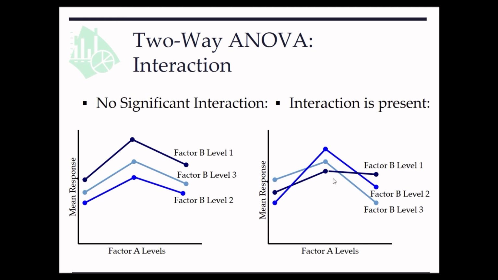But in this case, we observe some interactions between the two factors. So here we have that when factor A level is low, we have factor B level 3 is the top. But when factor A is at a medium level, then factor B of level 2 is at the top. So here we have some evident interaction effect of factors A and B.